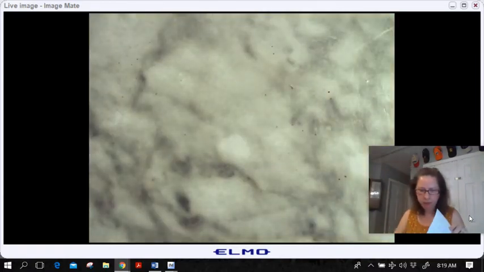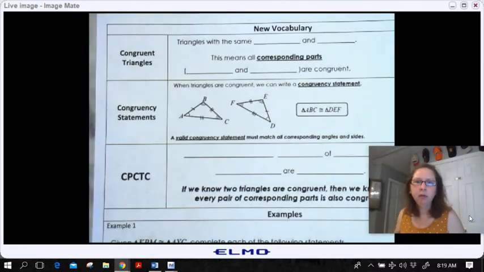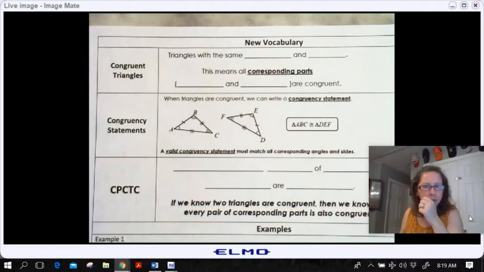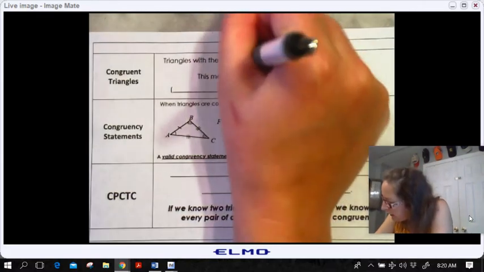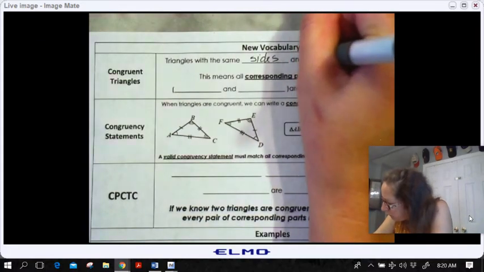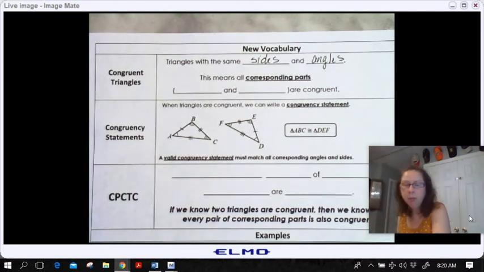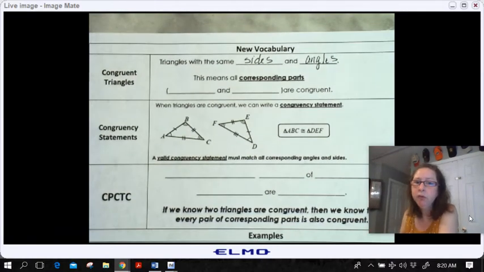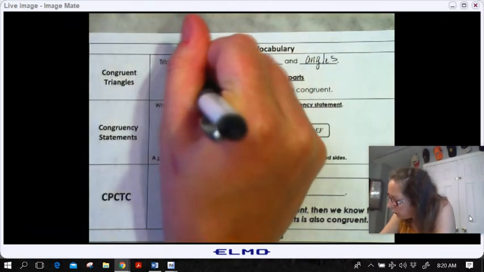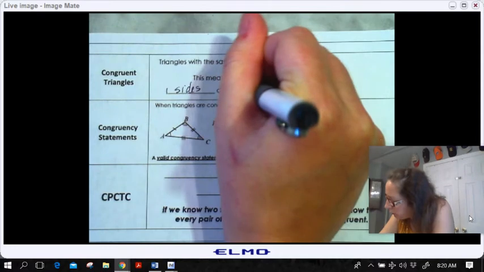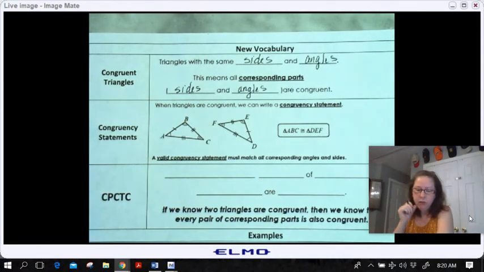Let's go ahead and flip this over. Let me find my blank paper. And we're going to start talking about some congruent triangles, with some new vocabulary. So triangles that have the same sides and the same angles are congruent. This means that corresponding parts, sides and angles, are going to be congruent. Okay, so we will need to be able to make some congruency statements.